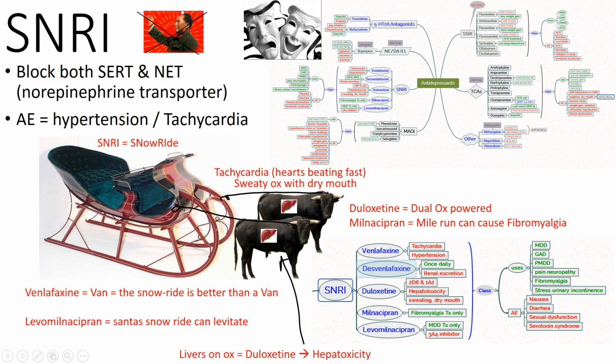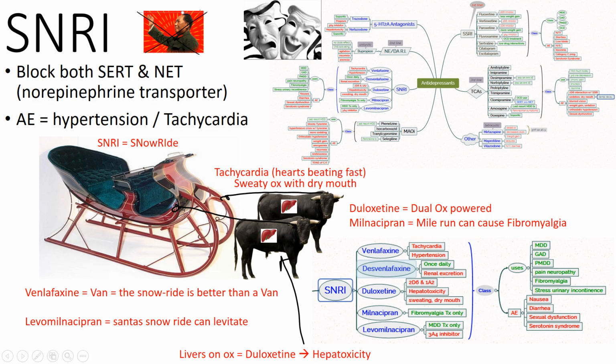And also remembering, same thing applies to this one. Don't want to take it with monoamine oxidase inhibitors. On the oxes, I put some livers. Why did I put livers here? Hopefully you can remember the livers on these oxes, and you can remember that duloxetine is associated with hepatotoxicity. Okay? Hopefully that'll help you remember that.